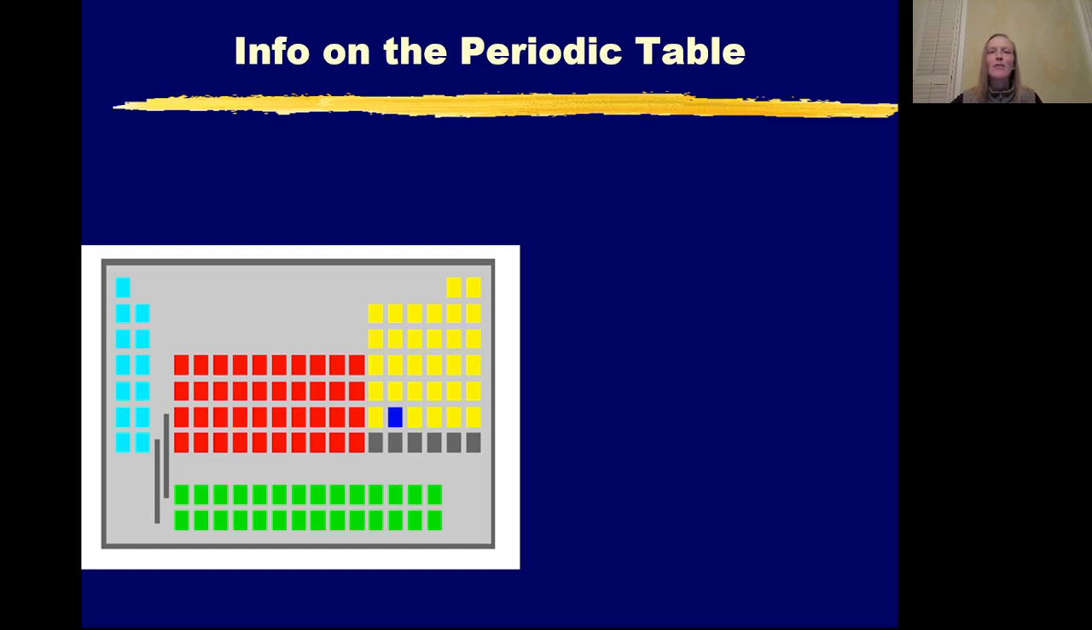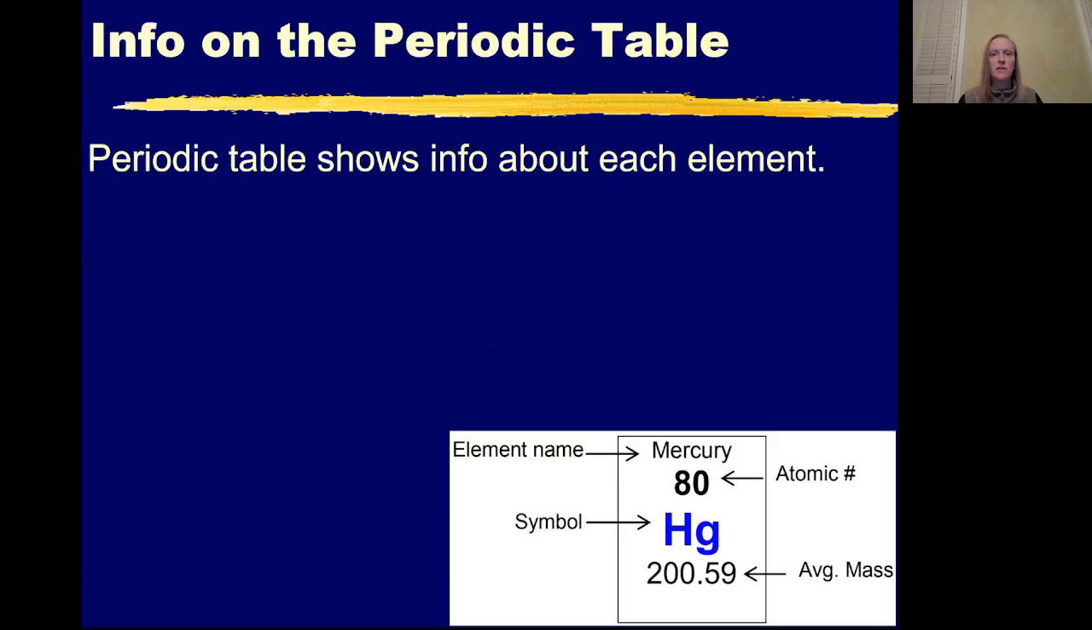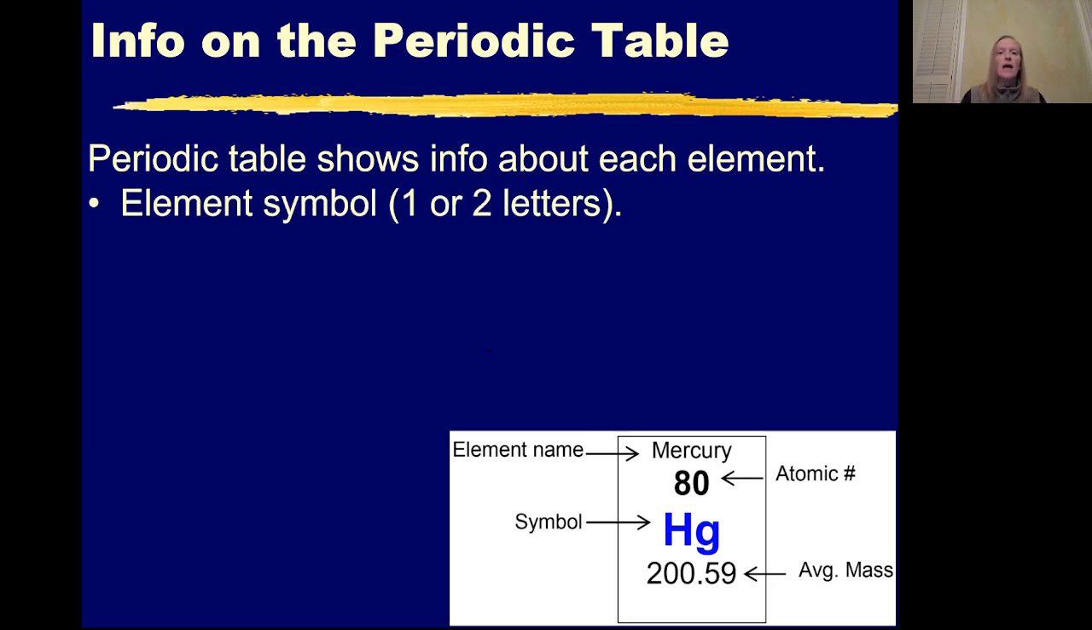Hi folks, now that we've learned a bit about how the periodic table is organized, let's look at the information that the periodic table actually gives us. So each cell on the periodic table contains information about each element. And the first thing to notice is the element symbol.